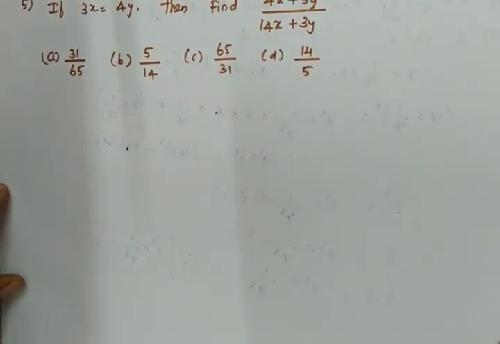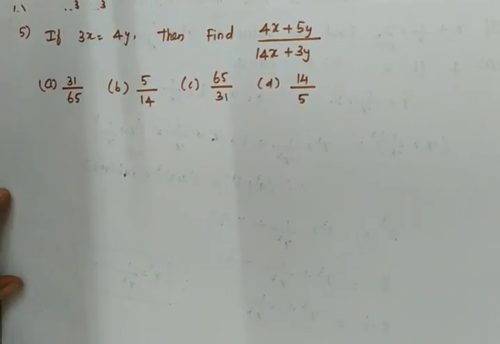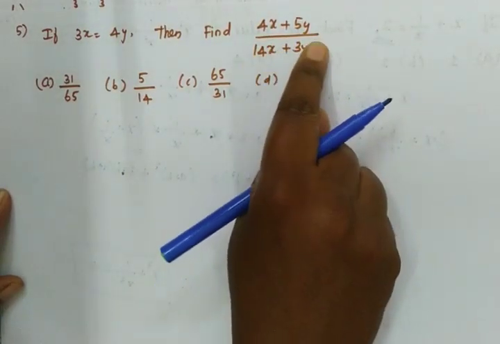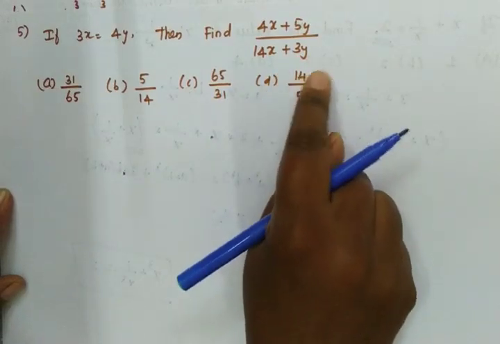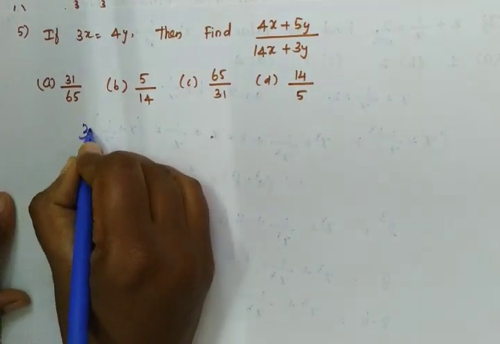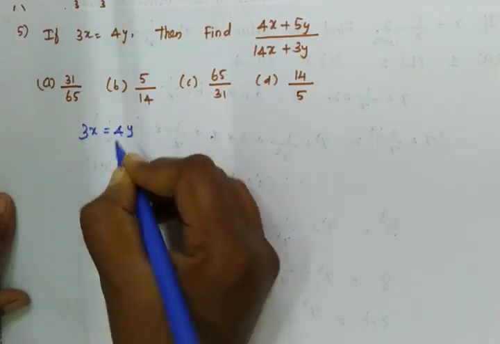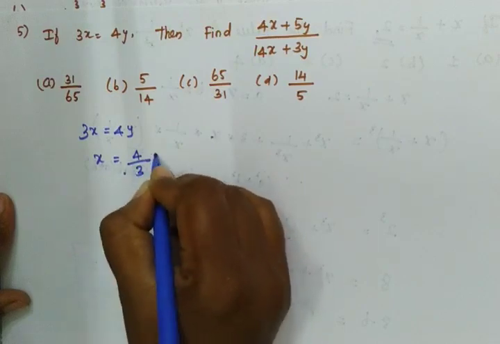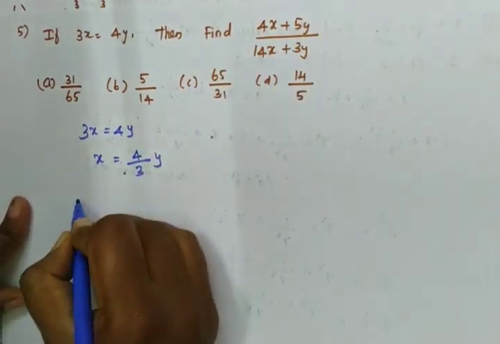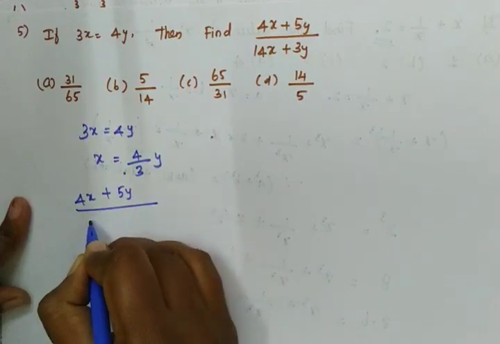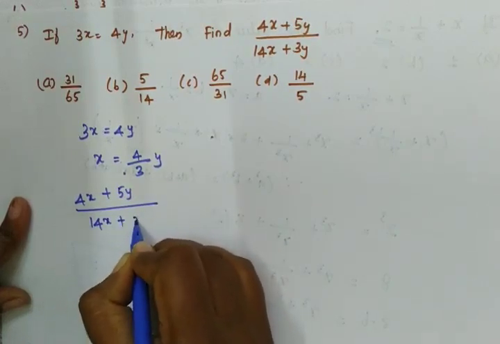If 3x is equal to 4y, then find (4x plus 5y) by (14x plus 3y). And these are the options. What they have given is 3x is equal to 4y. So from this we can write x is equal to 4 by 3 y. Now what is the question? We have to find 4x plus 5y by 14x plus 3y.